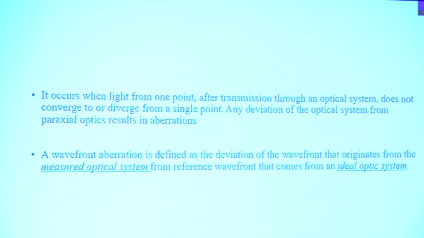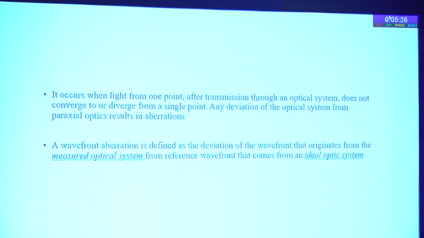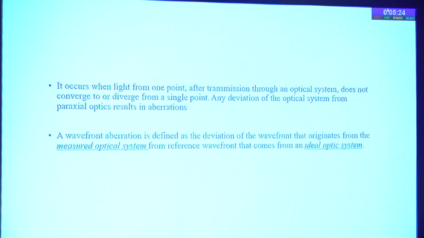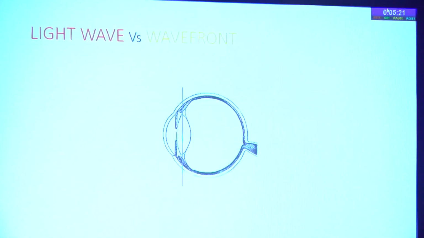Aberrations are the imperfections of the eye that result in the inability of light to focus onto the retina, effectively causing a defect in the visual system. So basically, optical aberrations are the major cause of poor vision, especially when a patient walks in with 6/6 and is not happy; most of the time this would be the reason for it. It occurs when the light from one point, after transmission through the optical system, does not converge to or diverge from a single point. Any deviation of the optical system from paraxial optics results in aberrations. The measurement of this is called aberrometry.